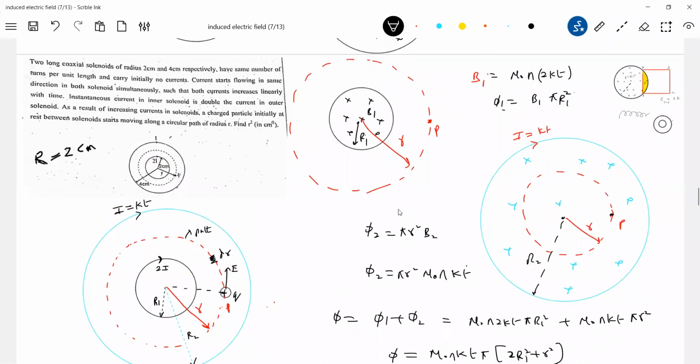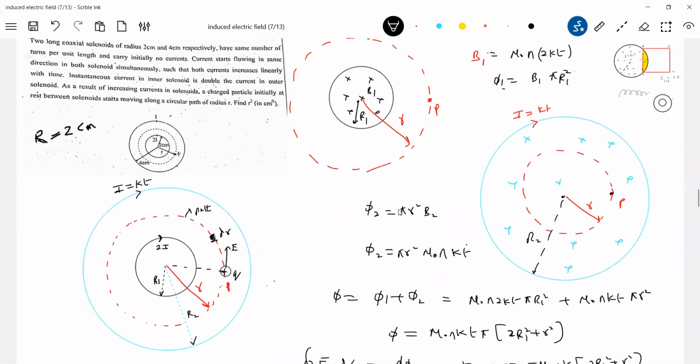At the rate of increasing current in solenoids, a charged particle initially at rest between solenoids starts moving along a circular path of radius r. How is it possible? Magnetic force, what will it do? B bar, and it's having a tangential velocity. So the magnetic force will start acting in this direction. Right equation, no? So that will provide the required centripetal force.